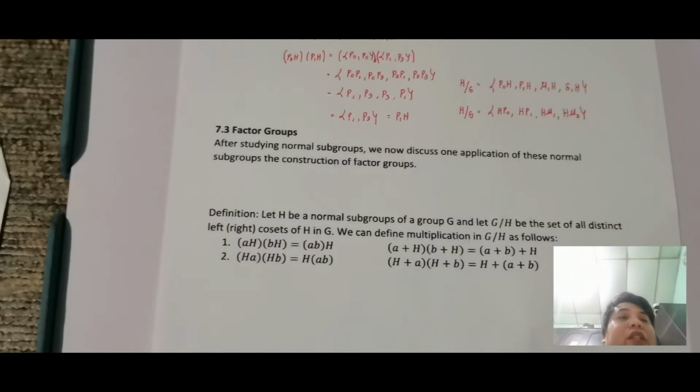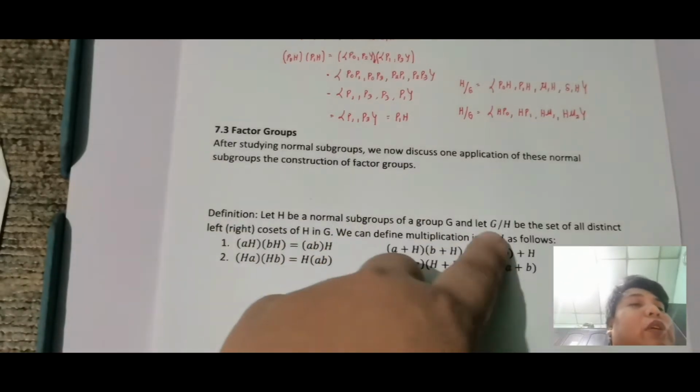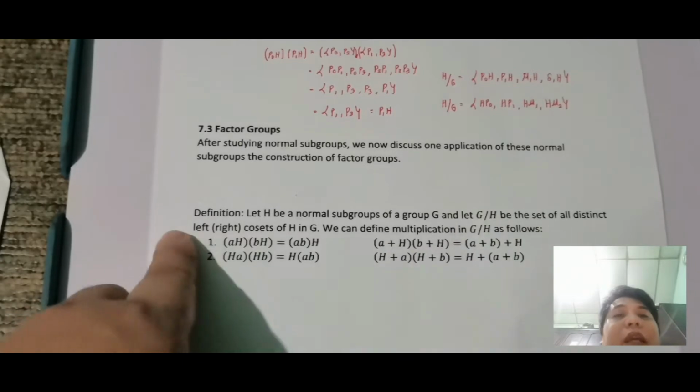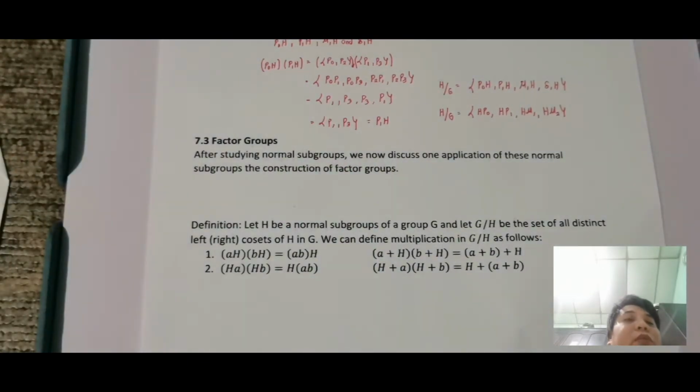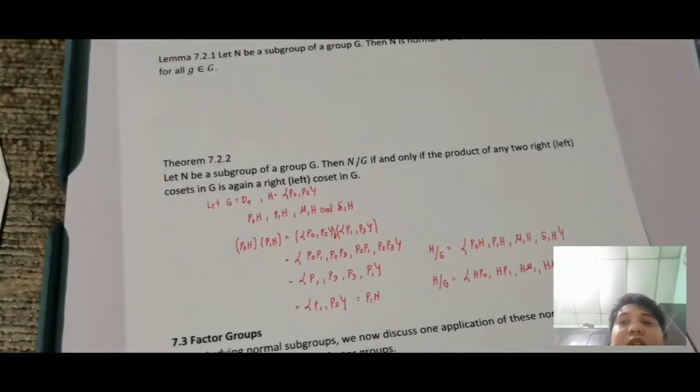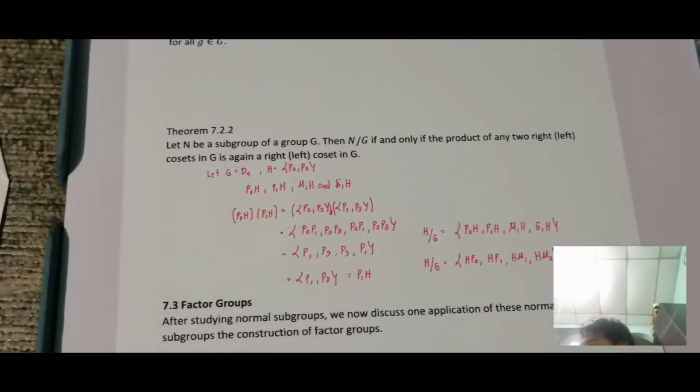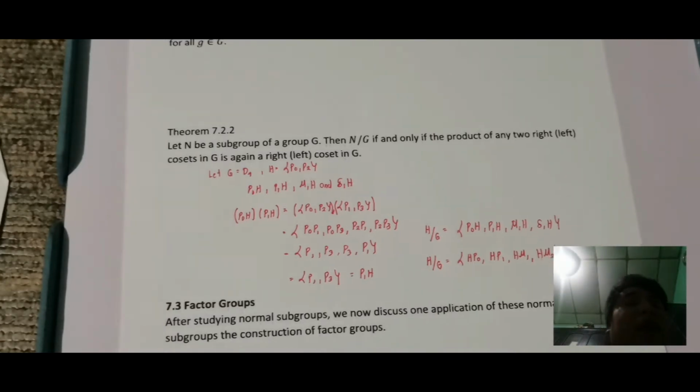Okay, so, and let G over H be the set of all distinct left or right coset. So, yun nga yung sinasabi ng theorem. Okay, so G over H. Dito kasi is N over G, no? Kung napansin mo, sir, N over G, tapos dito G over H. Ay nga, dito nga siya nagbago, actually. So, bigla siyang binago pagdating dito sa definition.